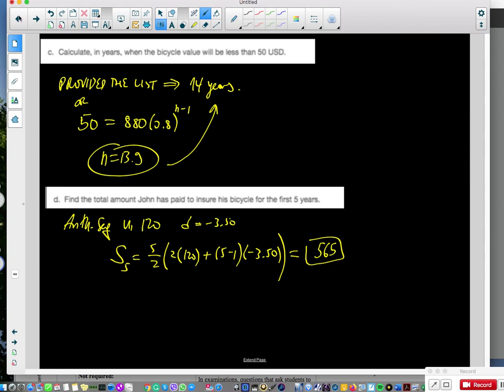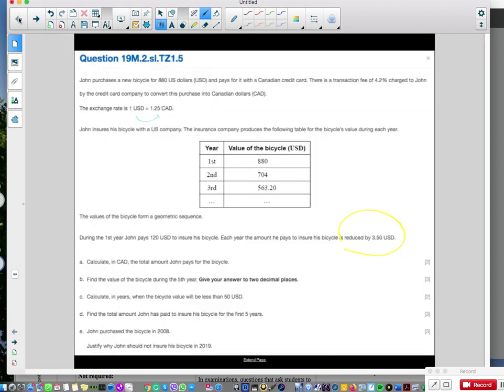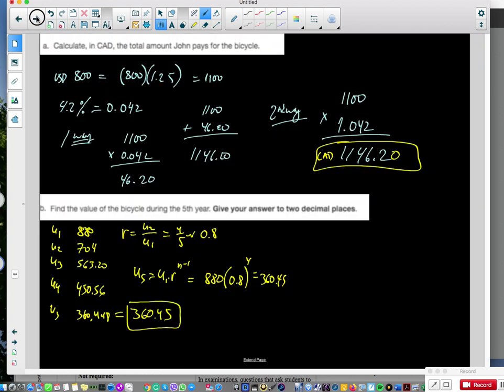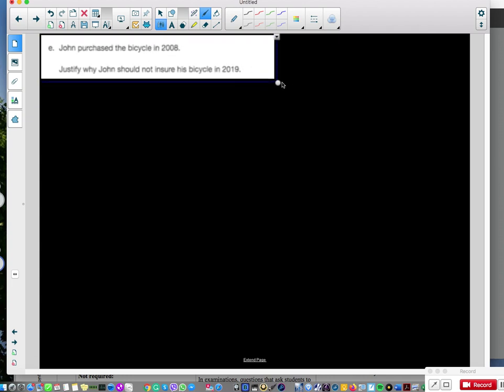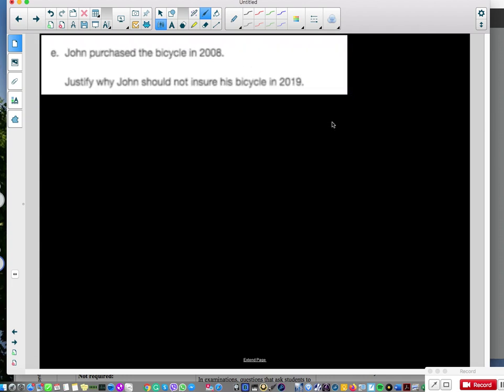Okay, and now the last part to complete the question, which I think, in terms of phrasing, is the hardest. You told me you were not able to justify it, so I think this is a typical and hard question. So let's look at it. John purchased a bicycle in 2008. Justify why John should not insure his bicycle in 2019.